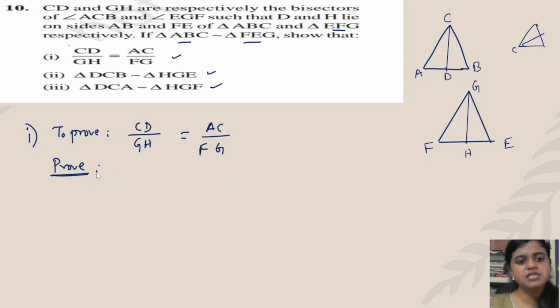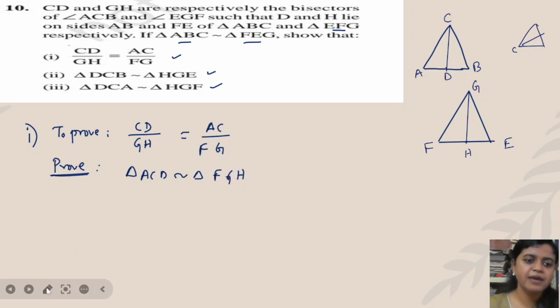So the proof is this. CD is a part of which triangle? Let us understand. CD is a part of triangle ACD, and GH is a part of triangle FGH. AC is a part of triangle ACD, and FG is a part of triangle FGH. Basically we have to prove triangle ACD is similar to triangle FGH.